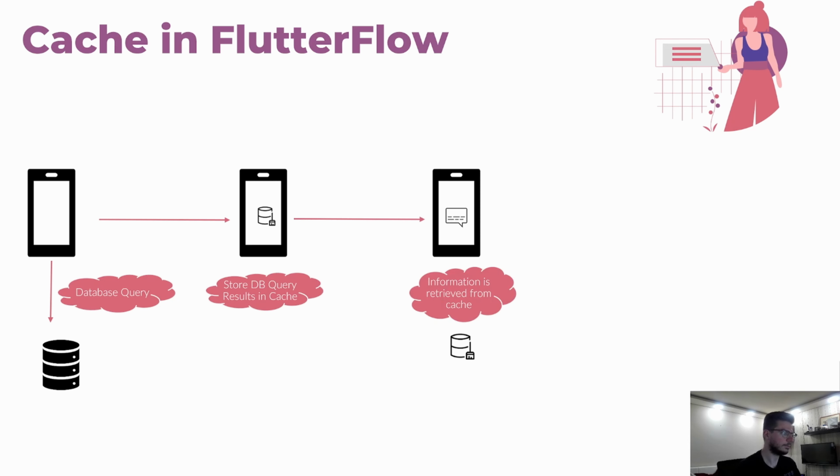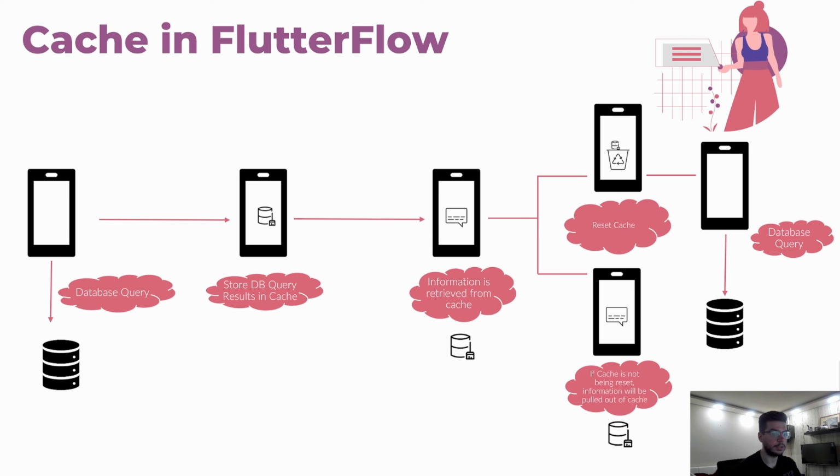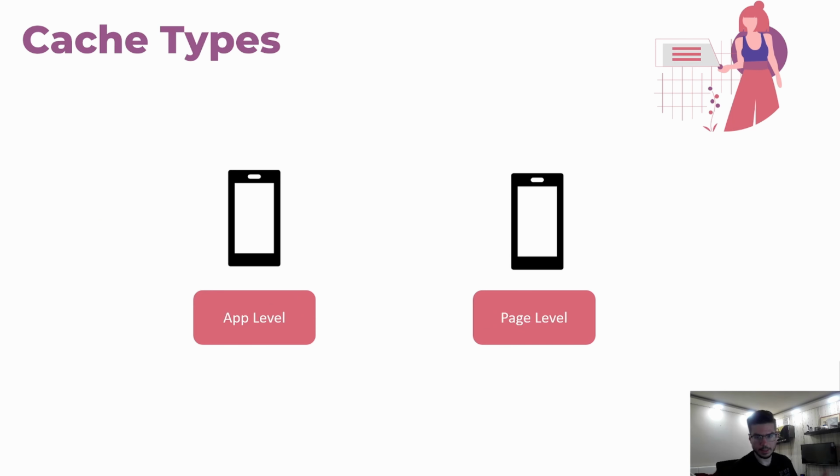And then information is retrieved from cache if you hadn't cleared it before retrieving the information a second time. And it happens each time until you reset the cache. That's how it works. You enable the cache, and the application is retrieving the data from cache until this cache becomes empty. Cache can be set up on app level or page level.